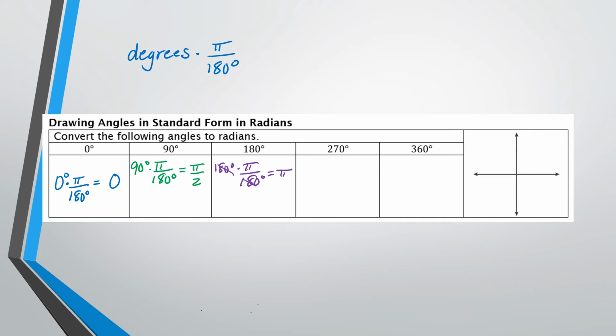For 270, if you simplify that, 270 over 180 reduces to the fraction 3/2. So this is going to be equivalent to 3 pi over 2 radians. And then last but not least, 360.